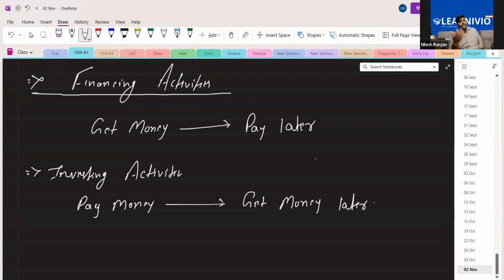So you pay money first, with the expectation of return. You will get some return later, like interest you will receive later, dividend you will receive later, rent you can receive later. All these things you can receive later.